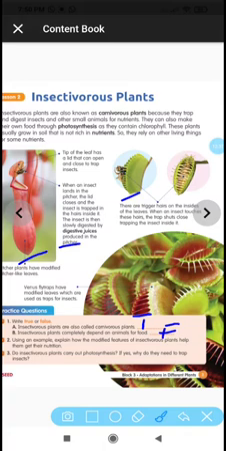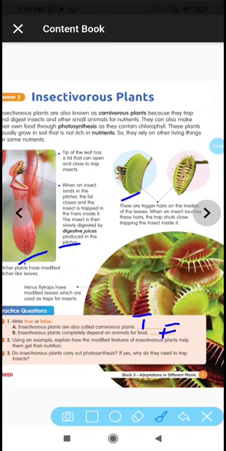Now the second question, using an example, explain how the modified feature of insectivorous plants helps them obtain nutrition. So how are these insectivorous plants obtaining their nutrition? Take any one example, either bladderwort or the Venus flytrap or the pitcher plant, and explain how they are trapping the insects. That you can write in your notebook.